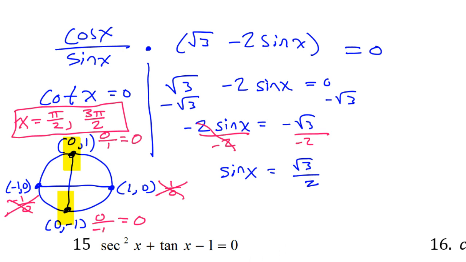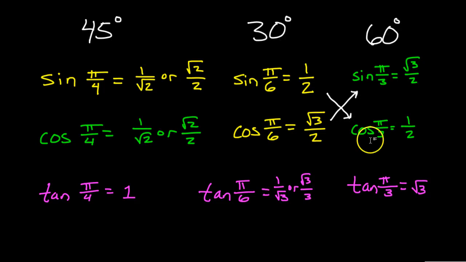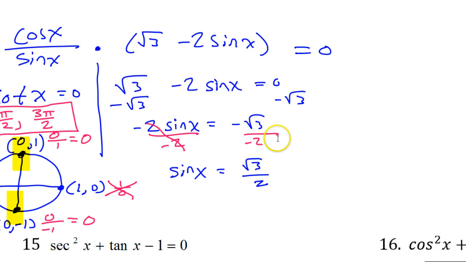So it's time to ask yourself, what is the reference angle? Sine of what is radical 3 over 2? Well, that is going to be pi over 3. Sine of pi over 3 is radical 3 over 2. So that's the reference angle. So now we know that the reference angle is pi over 3.